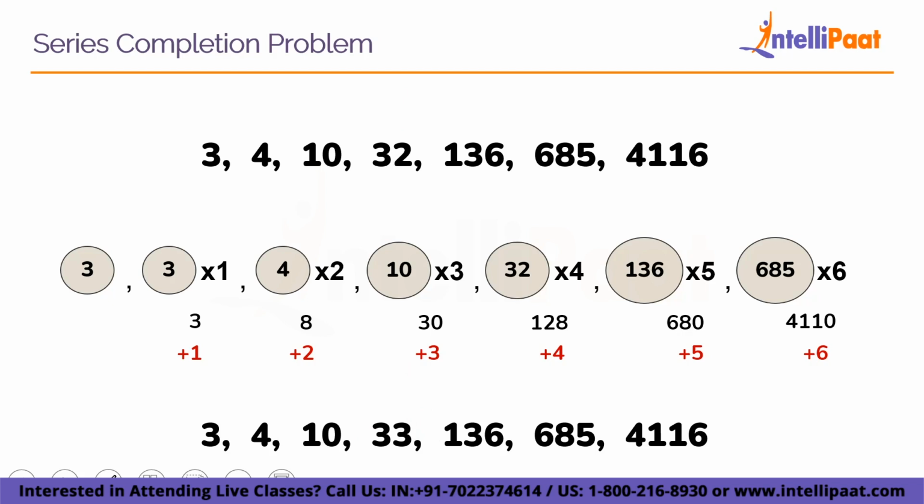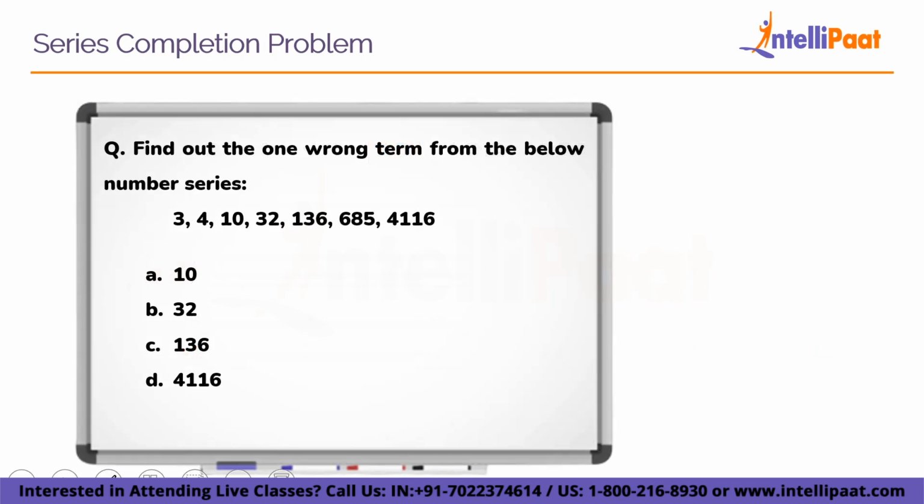So in our question, what they have asked is, there is one wrong term and we have to find that. In this case, this is that one wrong term. In that place, it should be 33, right? So now let's jump on to our question and see if that option is available there or not. As you can see, option B, 32, is the answer for this question, because that is the one wrong term that was present in that number series.